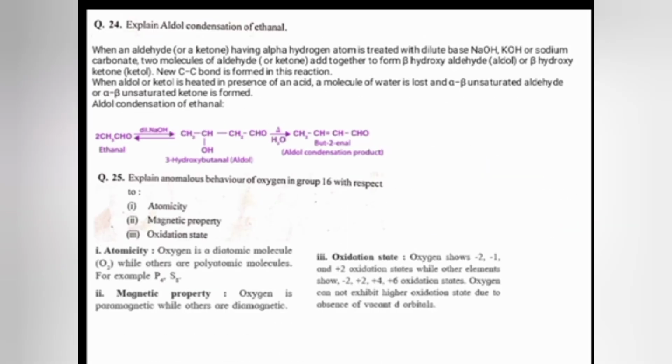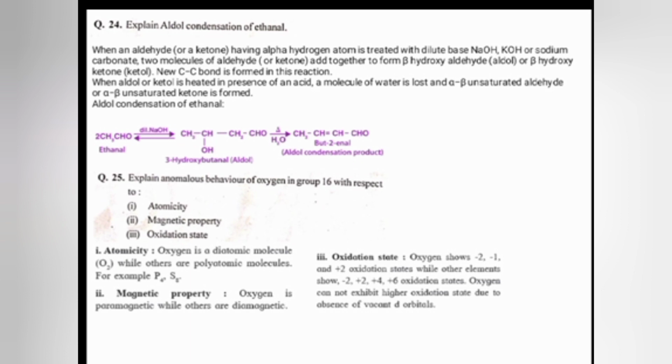Explain aldol condensation. This is a very famous question. In aldol condensation, an aldehyde or ketone which contains an alpha hydrogen atom undergoes self addition. It gives a beta hydroxy aldehyde, 3-hydroxybutanal, as a product, which on dehydration gives an alpha beta unsaturated aldehyde, that is but-2-enal, crotonaldehyde, as the product.